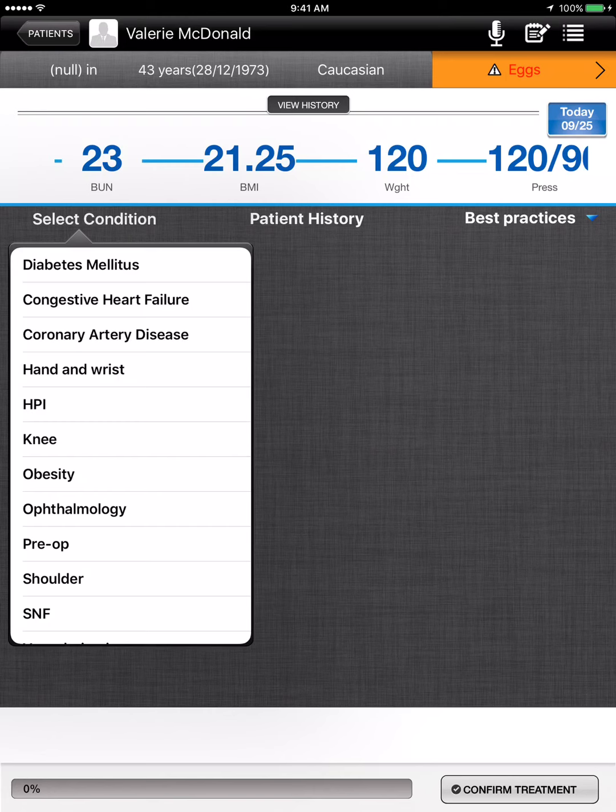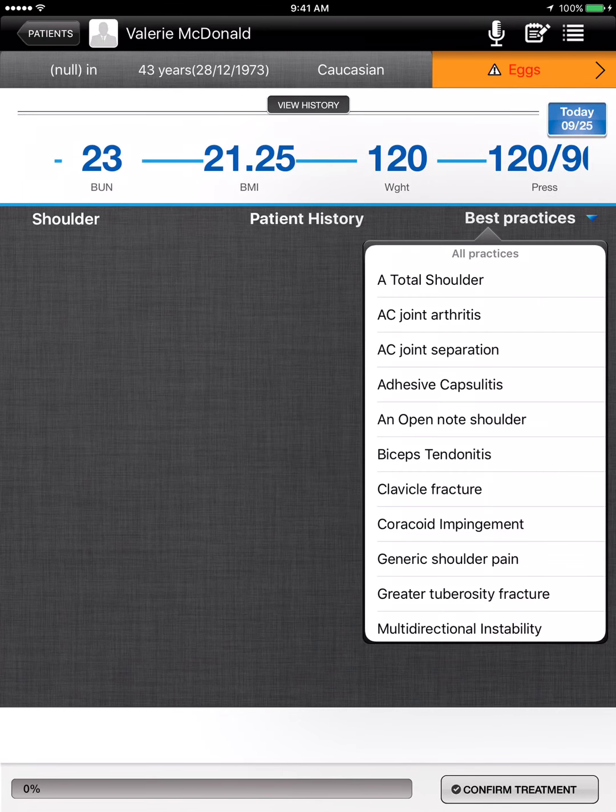If the practice uses an electronic medical record, such as Athena Health, the encounter documentation will be uploaded in the EMR. Let's step through the process and select shoulder. We will very quickly see these are all of the best practices and conditions that this practitioner uses in assessing adhesive capsulitis along with other shoulder injuries.